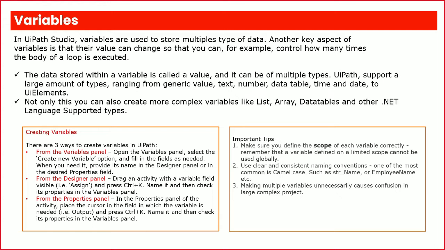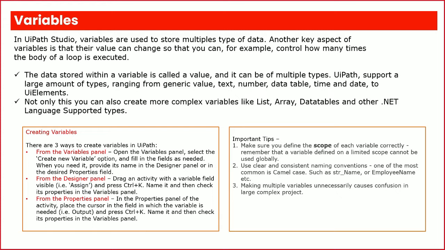That means you should be able to create a variable of all the types which are available in the .NET framework. So that's really good. You should be able to utilize the full-fledged functioning of simple to complex data types like queue, list of list, and all those kind of things, right? Later I'll showcase how you can create a complex variable like list, array, data table, and other .NET language supported types.